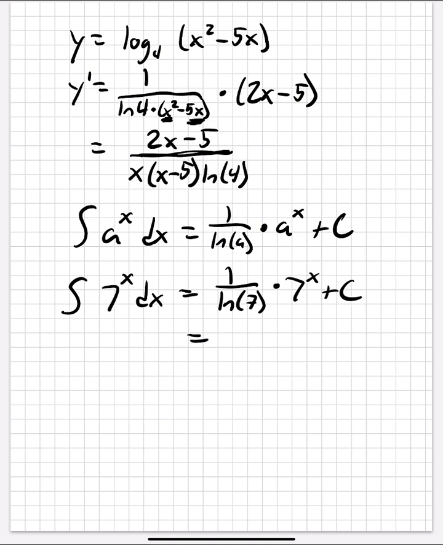Okay, so just to clean that up, we can say that's 7 to the x over the natural log of 7 plus c. That's how this would look from an integration standpoint when a is just a real number, so it's not any kind of log aspect, but this is what it would look like.